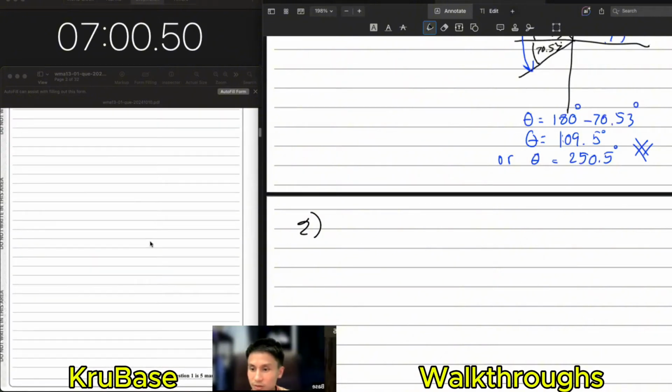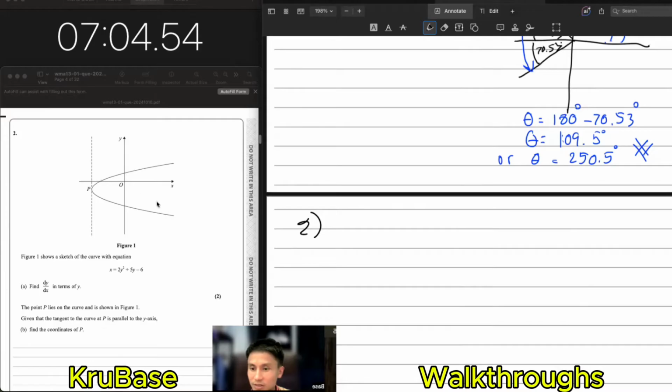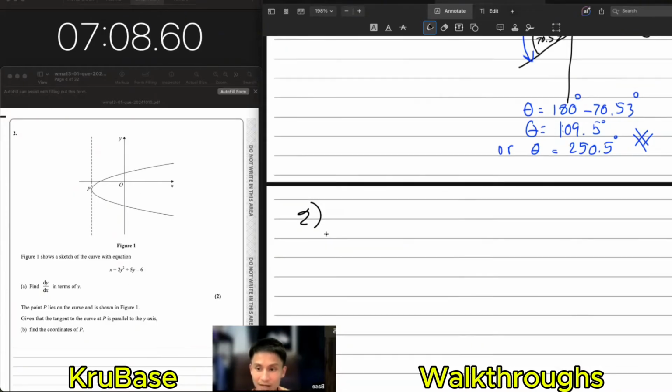Number 2. Okay, so figure 1 shows the sketch of the curve there. Find dy by dx in terms of y. Got to be careful there, guys. So because we are given the question as an x in terms of y, the easiest way, I think, is to do dx by dy. And then we can flip to find dy by dx.